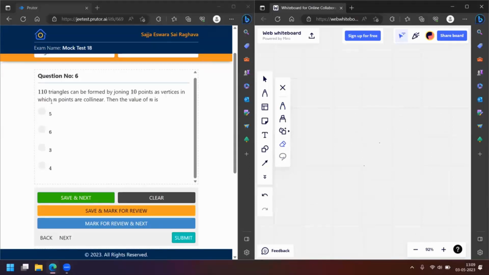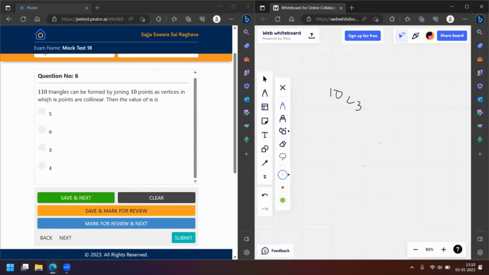The question says 110 triangles can be formed by joining 10 points as vertices in which n points are collinear. Then find the value of n. Basically, if you have 10 points and you have to find the number of triangles formed, we have to select any 3 points and we can make a triangle. So we'll get a total of 10C3 triangles, if there are no collinear points.